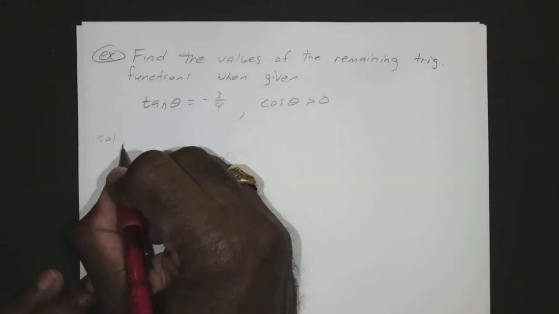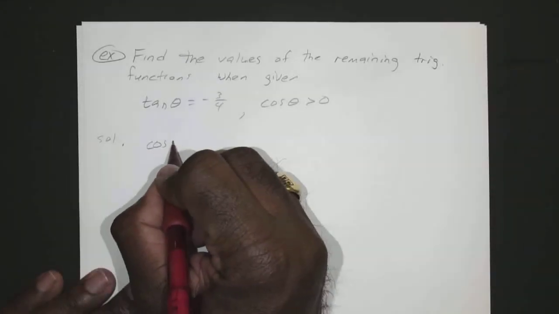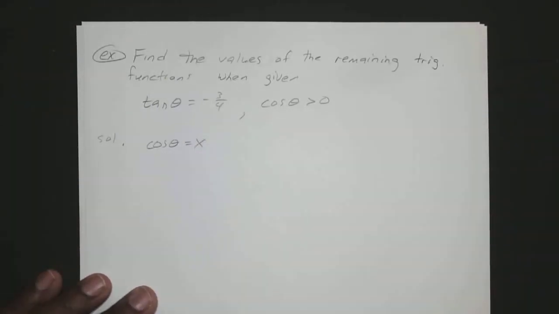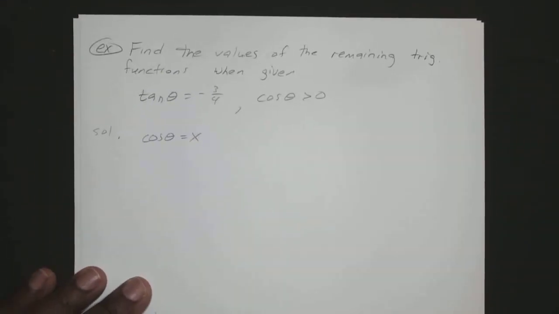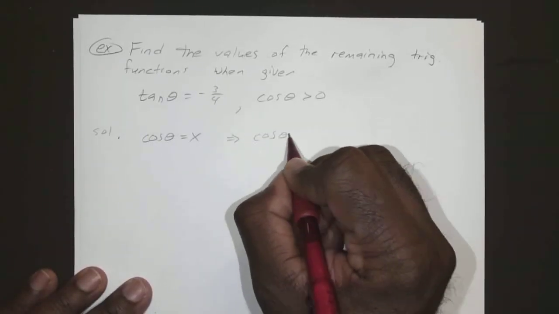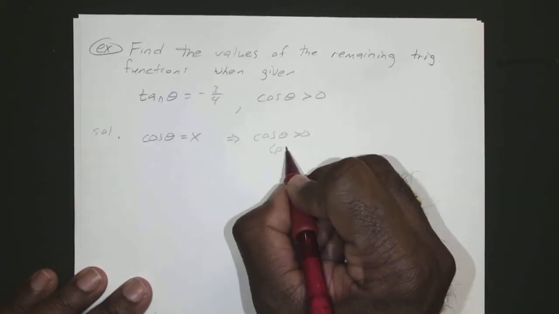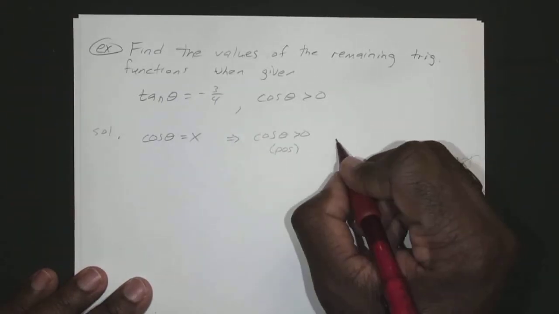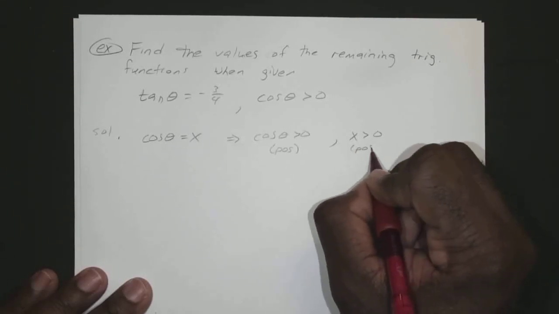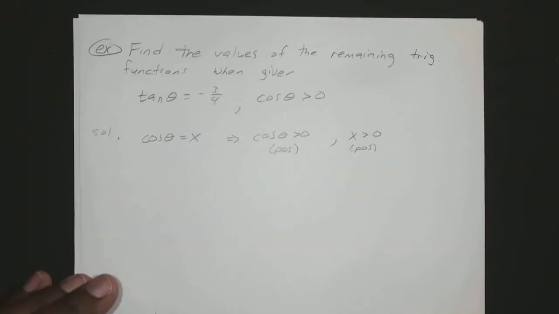Okay, so we know that if cosine of theta is equal to x, that means cosine of theta is greater than 0, which is just another fancy way of saying positive. Then x is greater than 0. So that means x is positive.